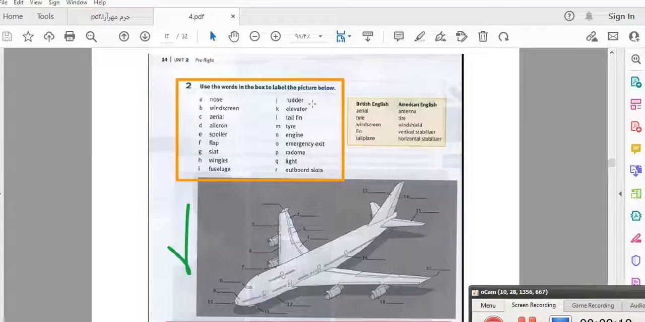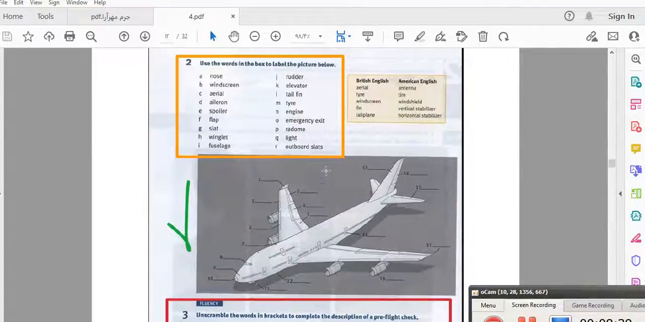This one is rudder, elevator, tail fin, tire, engine, emergency exit, radome, light, outboard slats. Now, read this part, record your voice, and send it to me.